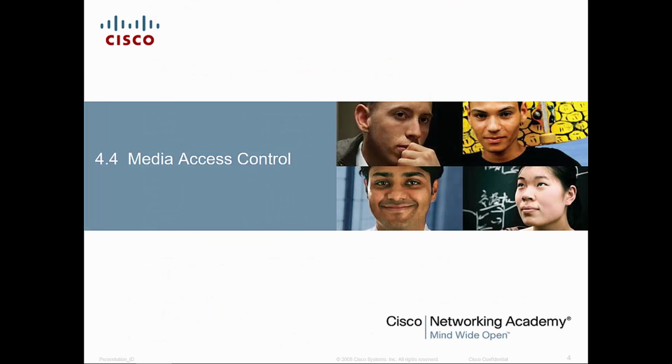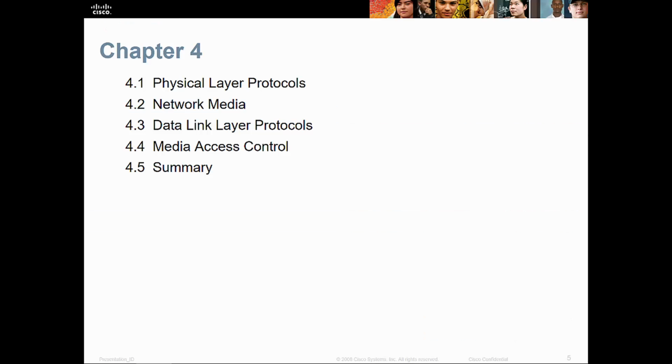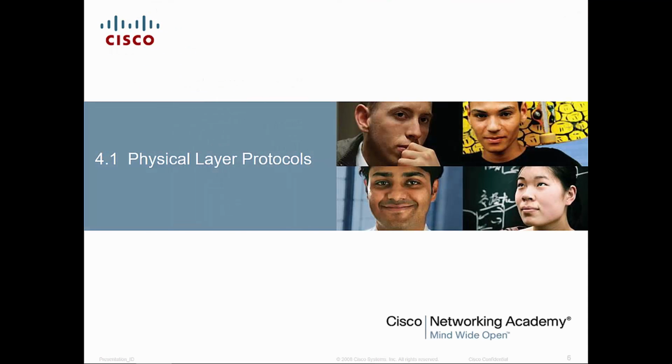So our first part is media access control, and that's broken down into 4 major sections: physical, network media, data link, and media access. So here we're taking our data link and we're doing both sublayers, media access control and the LLC. However, we're not doing the LLC currently in this lecture. That's going to be saved for a later lecture.